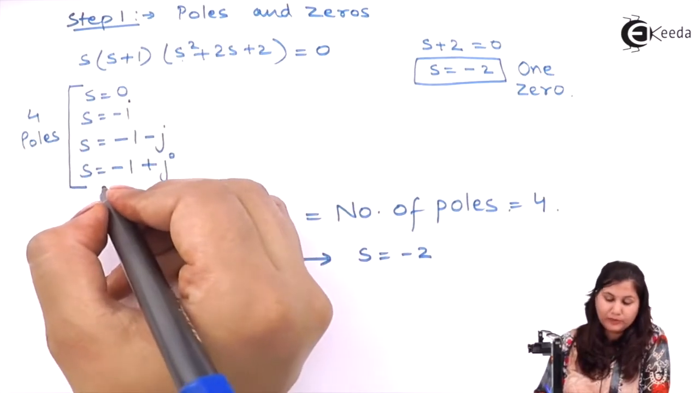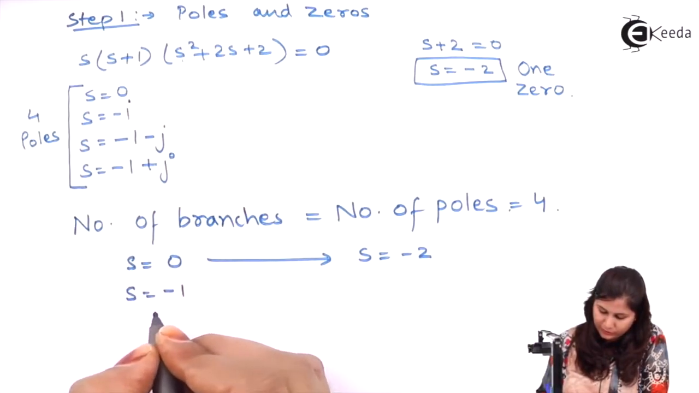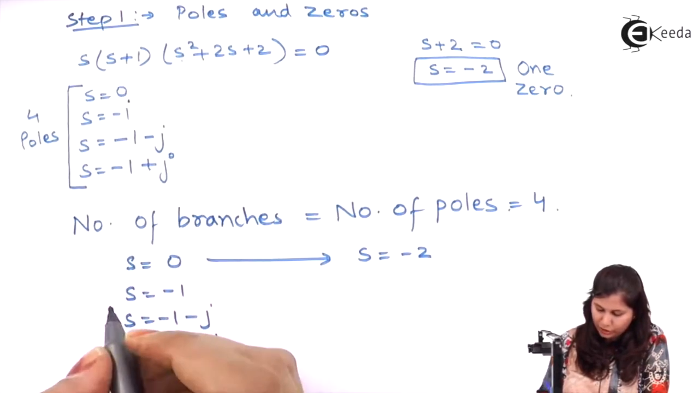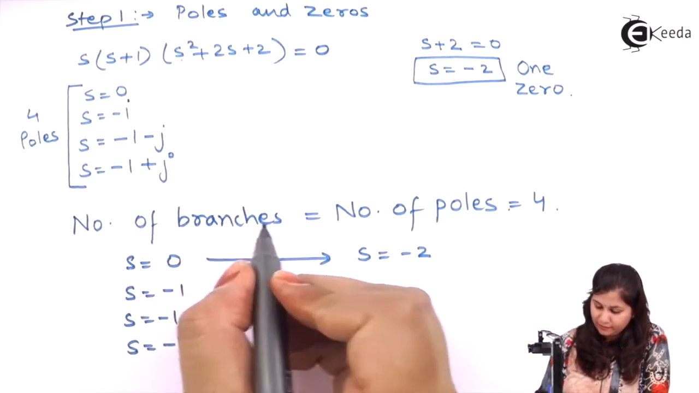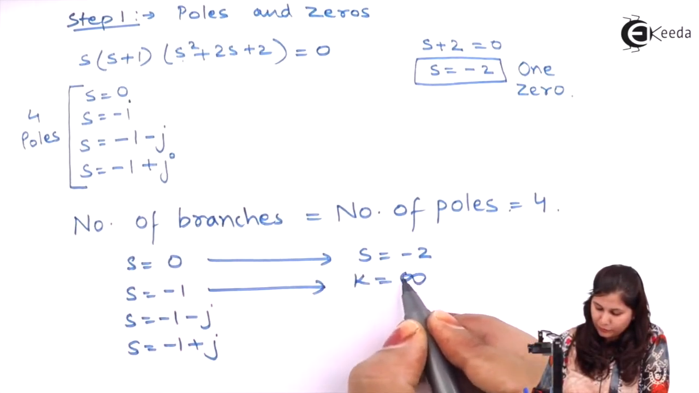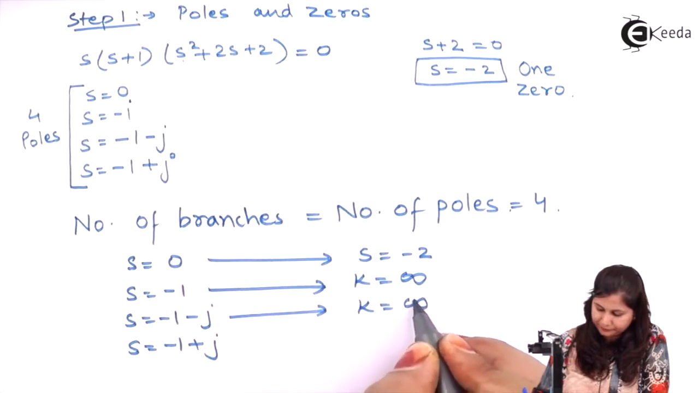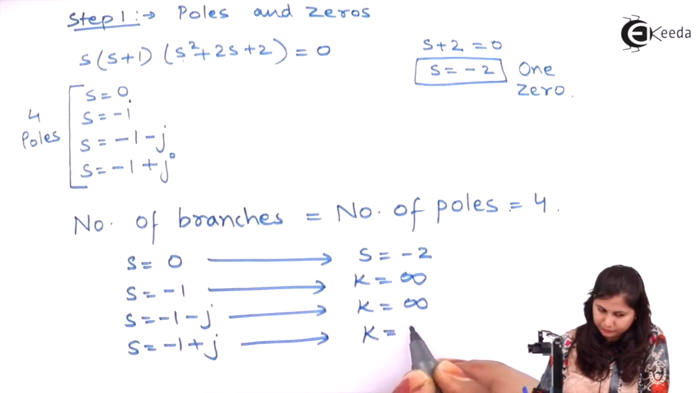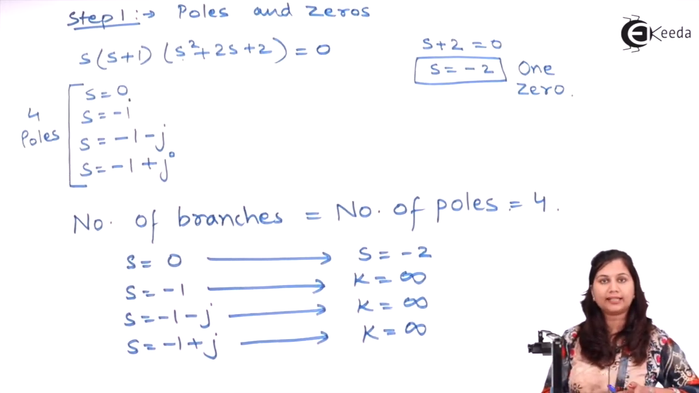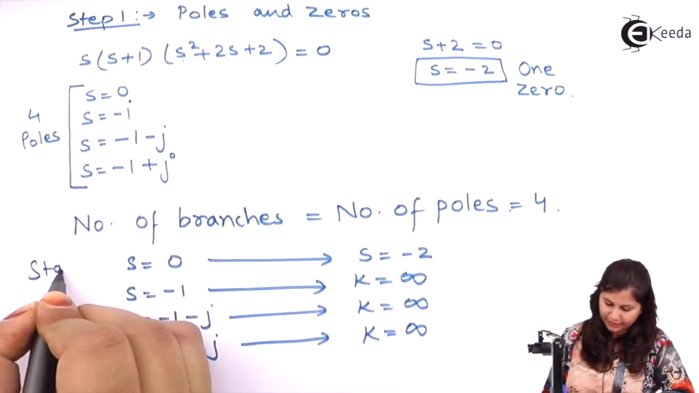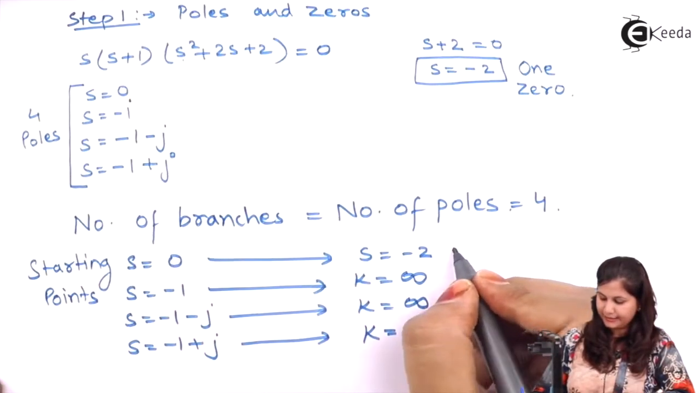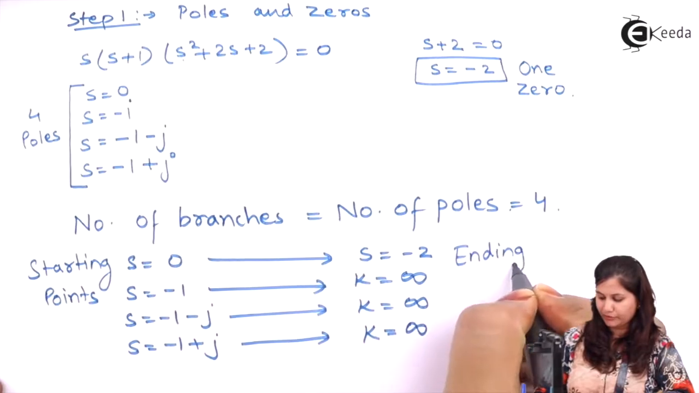And the remaining three poles will start from s = -1, s = -1 - j, and s = -1 + j. So these three remaining branches will start from the poles and terminate at K equals infinity. Okay, so we have found out the starting and the ending points. These are the starting points of the branches and these are the ending points of the four branches.